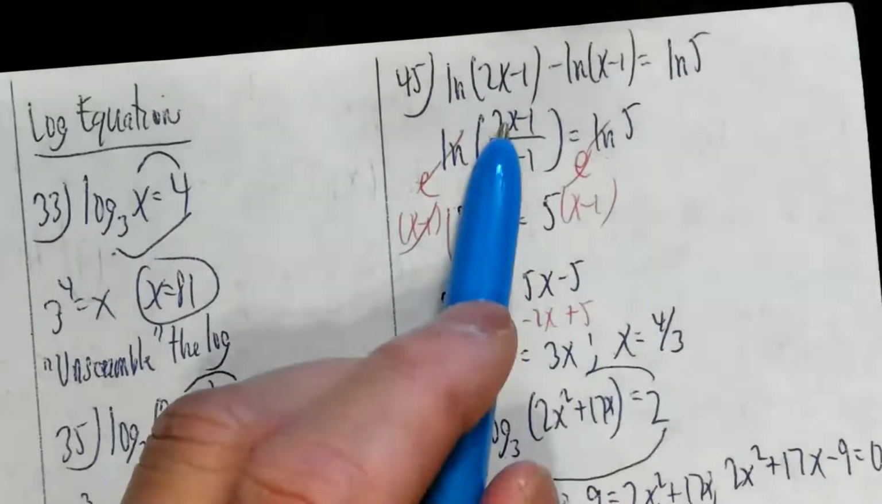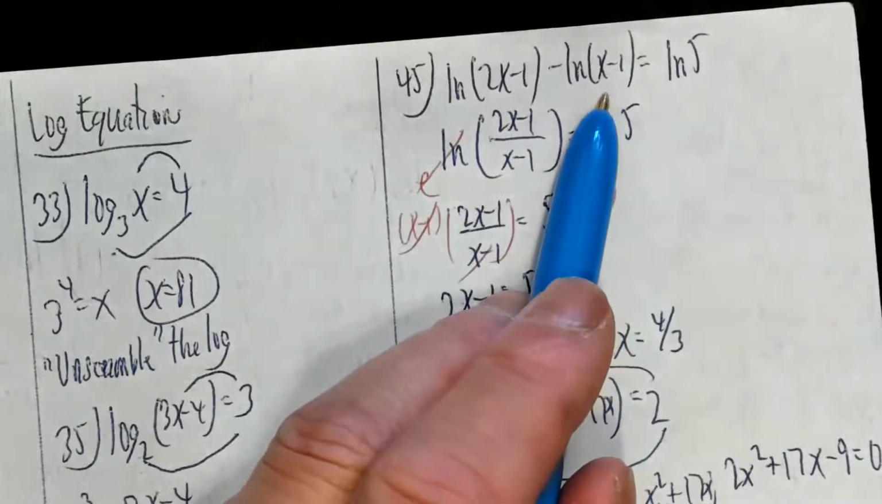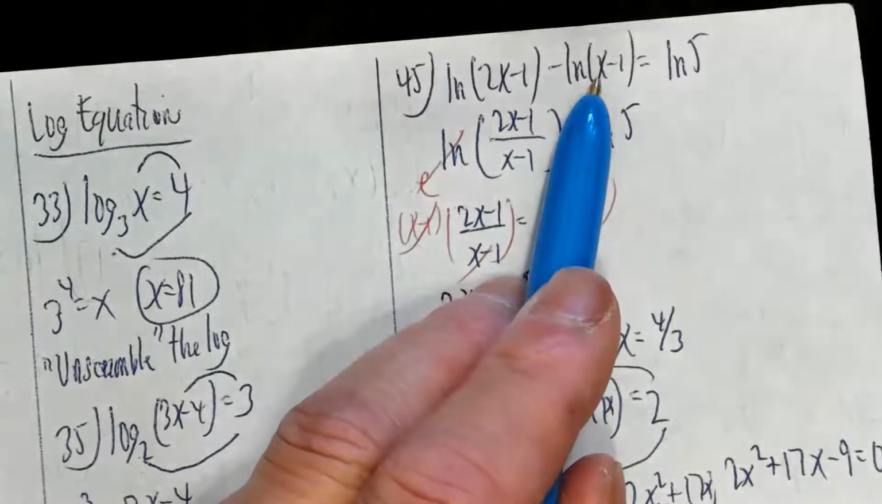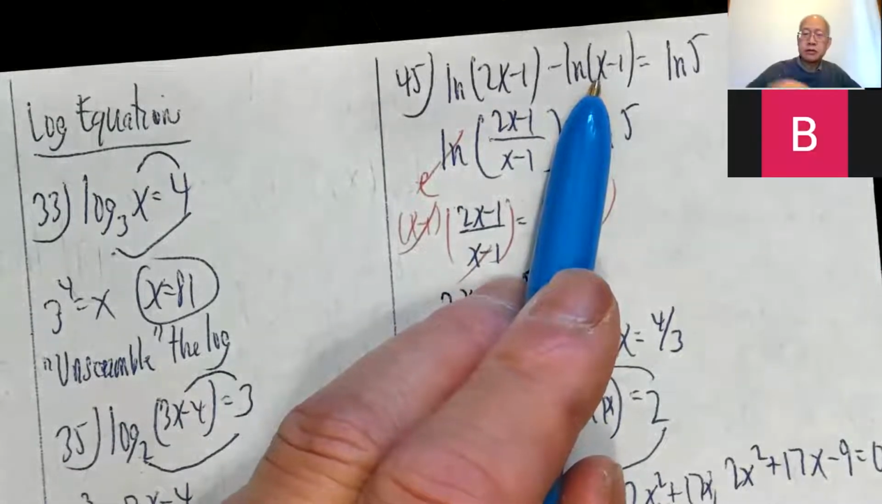And 4/3, quick check: if I plug in 4/3, it looks like I'm good. I'm not taking the log of any negative quantity. 4/3 minus 1 is 1/3. So we're still good in that circumstance.